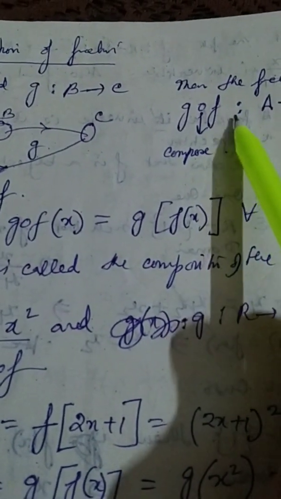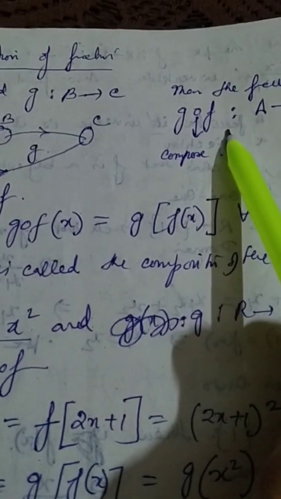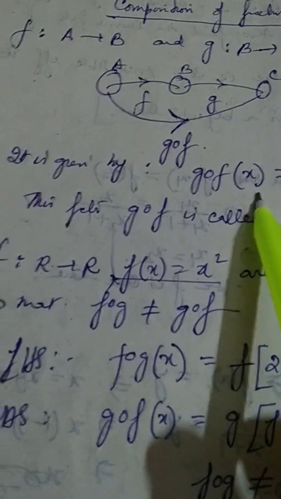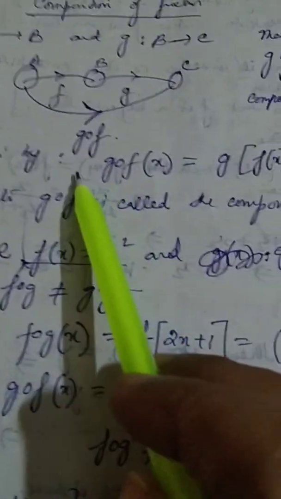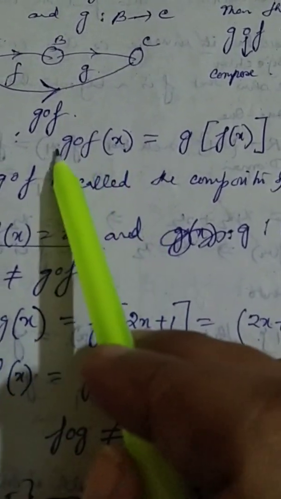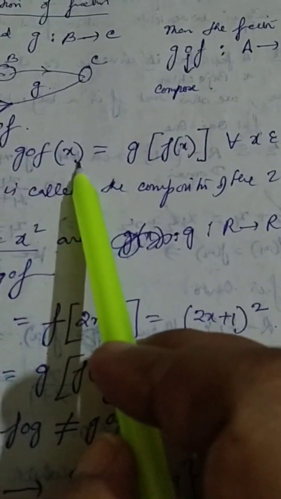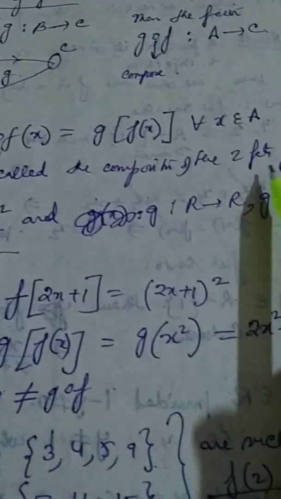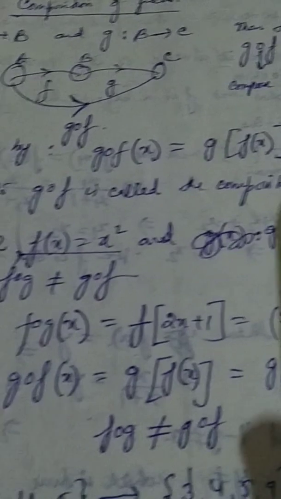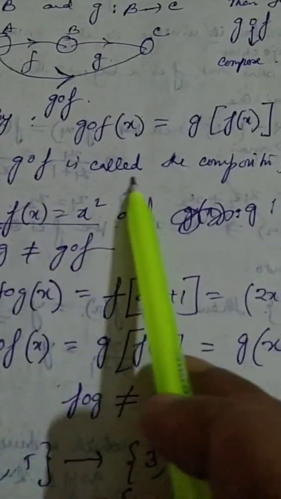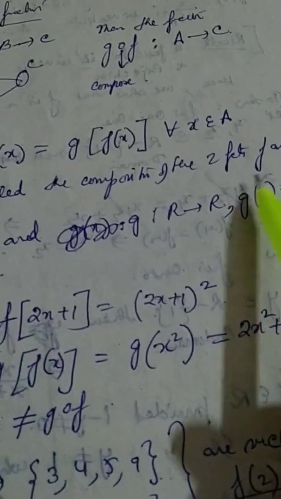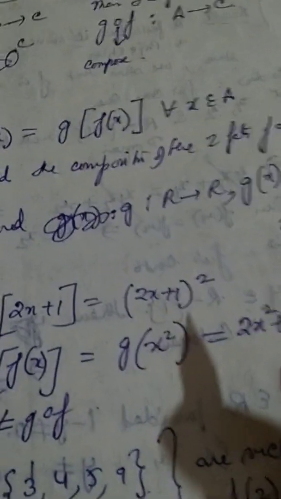Now why G compose F? Because this actually means G compose F of X. I wrote it in short. It is given by G compose F of X, which means G of Fx, for all X belonging to the first set, that is the domain of the starting point. And this function G compose F is called the composition of the two functions F and G. And the question is, what is the meaning of this and how will we apply it?